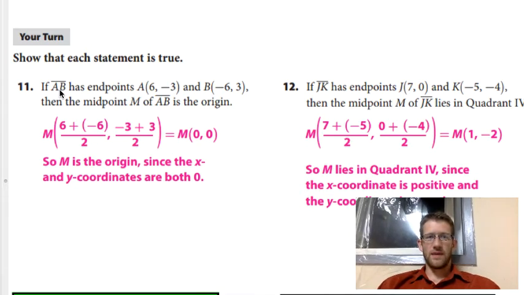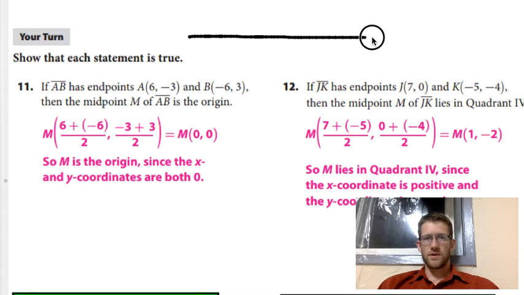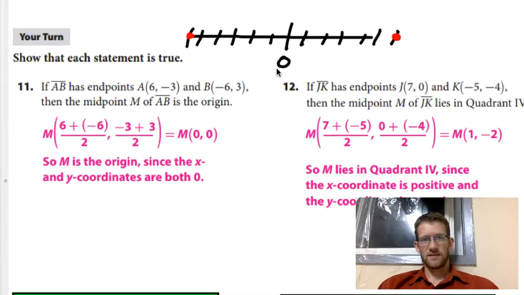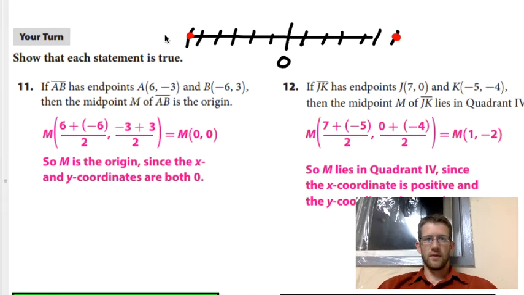So it says here AB has the endpoints 6, -3, and -6, 3. So I could just think about a number line for these x values, right? Here's my number line. Here's, say, 0. That means that's -1, 2, 3, 4, 5, 6. This is positive 1, 2, 3, 4, 5, 6. What value is directly in between -6 and +6? Well, it's 0.